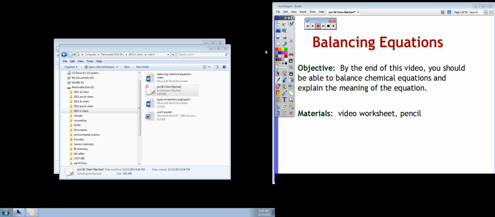This is the Balancing Equations video. By the end of this video, you should be able to balance chemical equations and explain the meaning of the equation. To do this, you will need the corresponding video worksheet, because this will be collected in class the next day, and a pencil. If you do not have your worksheet anymore, you can pick one up using Edline.